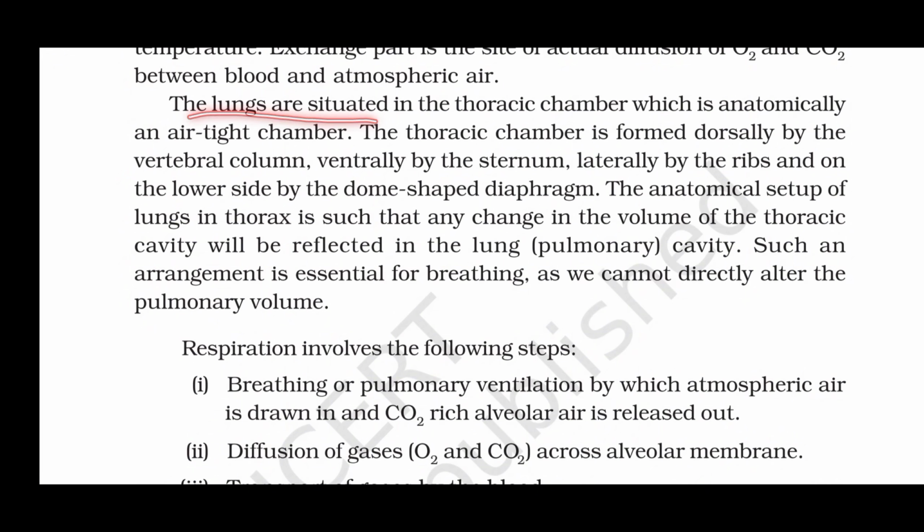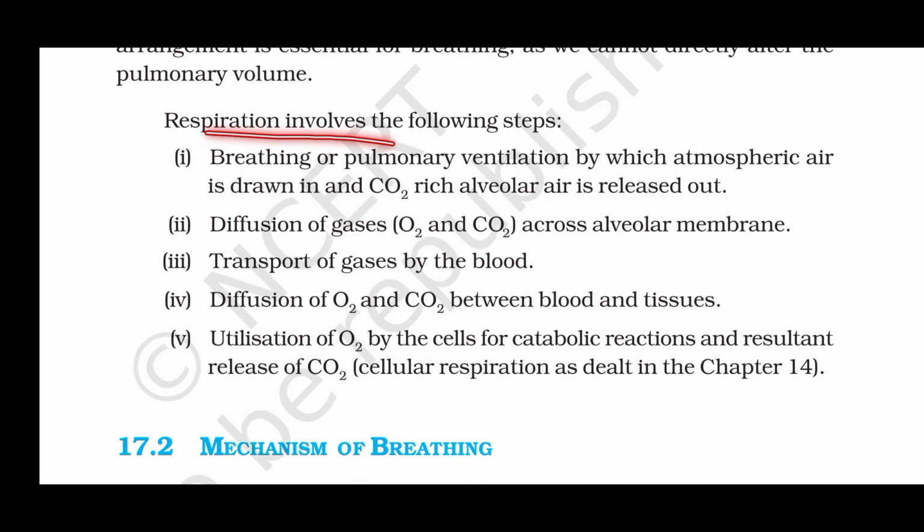The lungs are situated in the thoracic chamber, which is anatomically an airtight chamber. The thoracic chamber is formed dorsally by the vertebral column, ventrally by the sternum, laterally by the ribs, and on the lower side by the dome-shaped diaphragm. The anatomical setup of lungs in the thorax is such that any change in the volume of the thoracic cavity will be reflected in the lung pulmonary cavity. Such an arrangement is essential for breathing, as we cannot directly alter the pulmonary volume.